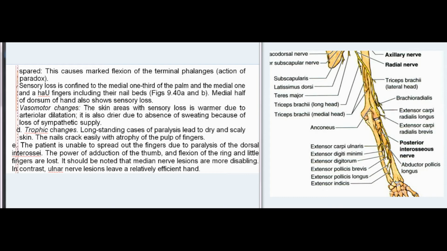Fig 9.36, flattening of medial border of forearm. Fig 9.37, distal interphalangeal joints of ring and little fingers remain extended. Fig 9.38, little finger remains extended at terminal phalanx.